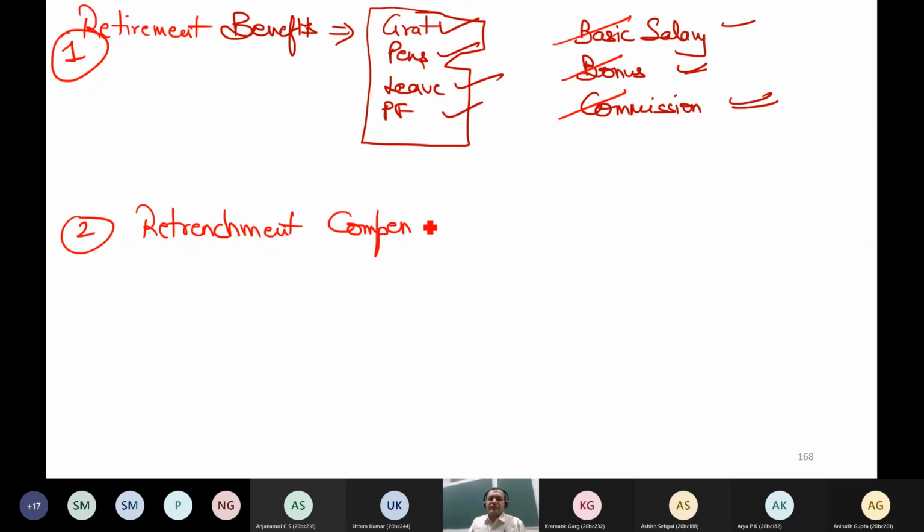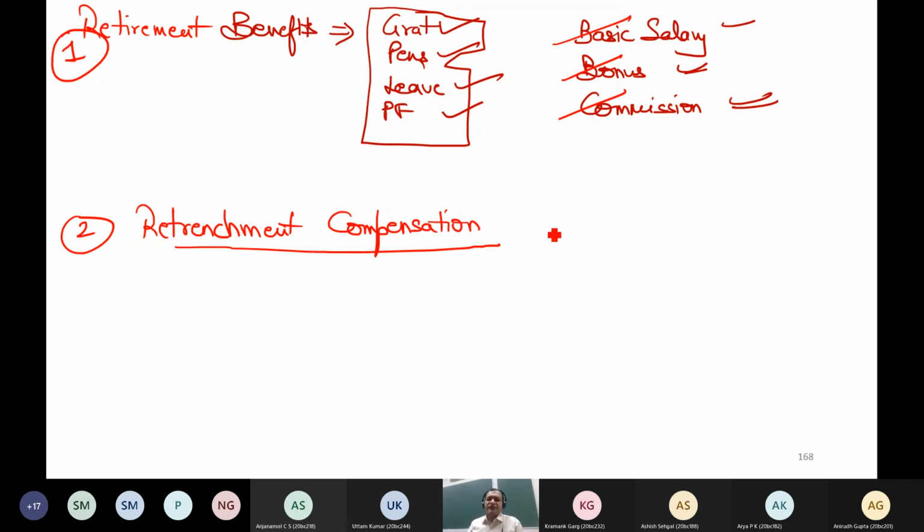Because of some reason, if an employee is removed from the job, terminated from the job for reasons which are not as a punishment, maybe the company is in losses, the company has shifted, or maybe several other reasons, a lump sum payment is normally given to the employee by the employer. Because the employee is being terminated where the company wants to reduce its workforce, the employer normally gives some compensation to this employee who has been retrenched or terminated.